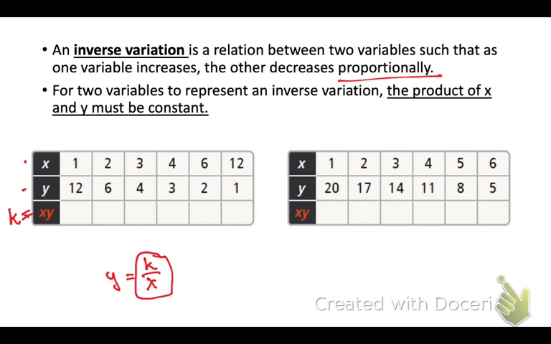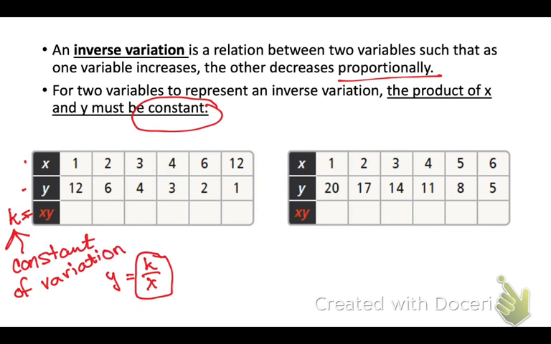For two variables to represent an inverse variation, the product of x and y must be what? Constant, because k is the constant of what? Variation. So if it is not constant, is this an inverse variation? No. So 1 times 12? 12. 12 and 12 and 12 and 12. Do they all have to be the same? Yes, they do. They have to be constant.